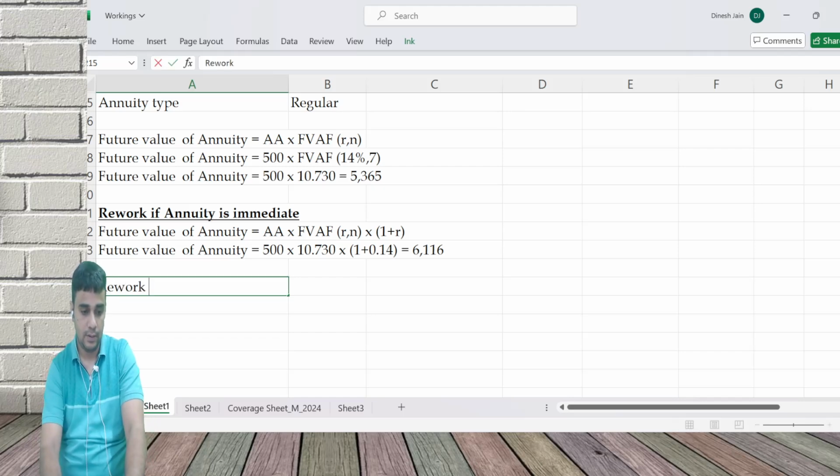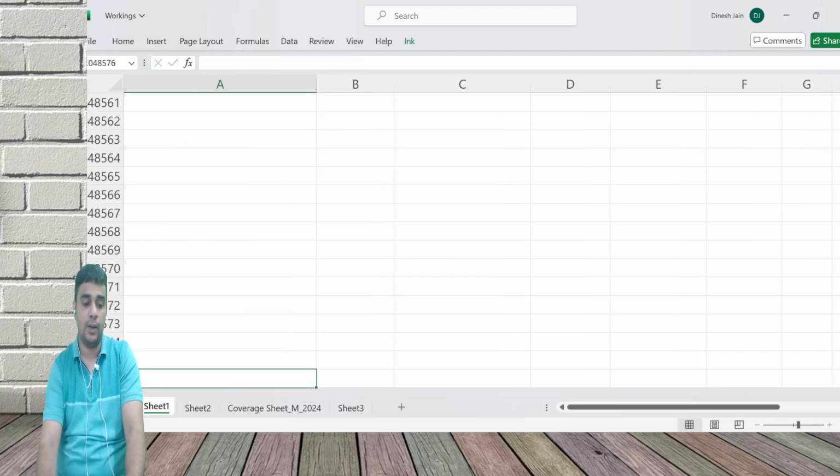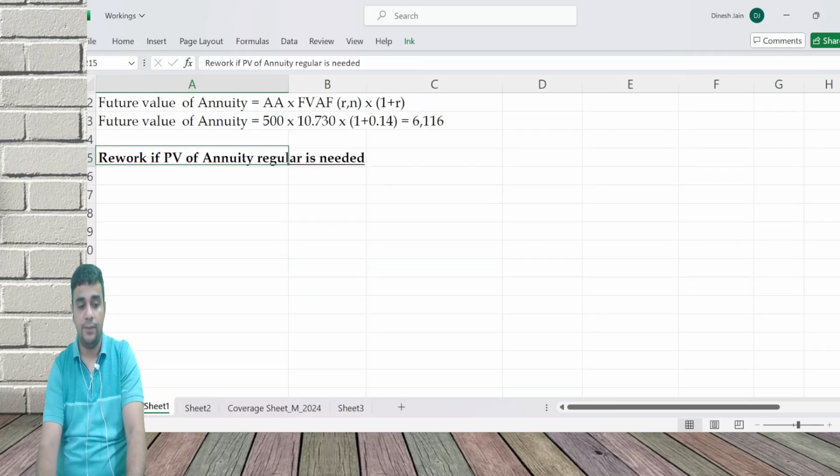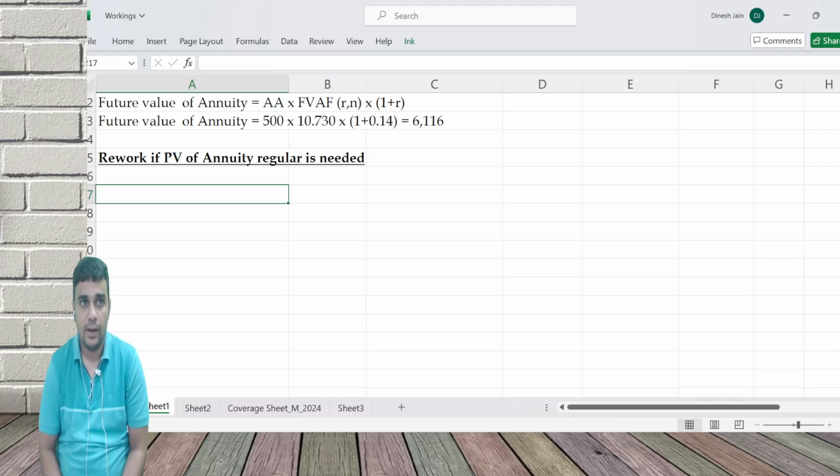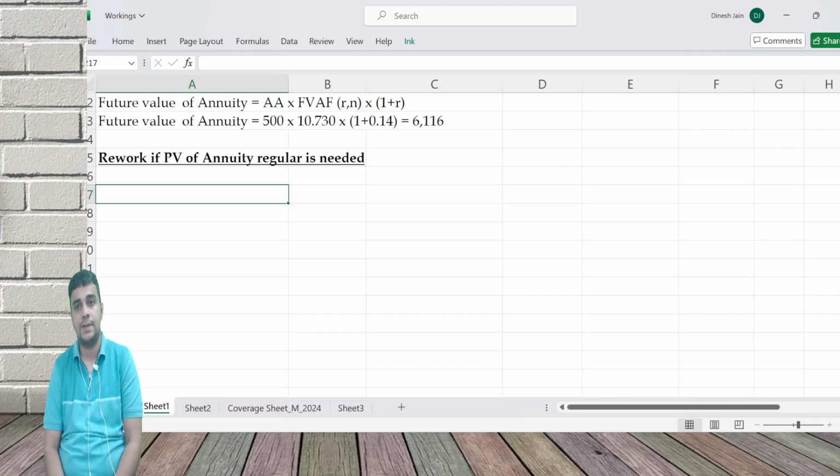Rework if present value of annuity regular is needed. Rework if PV of annuity regular is needed.